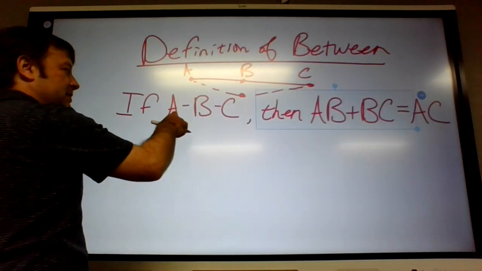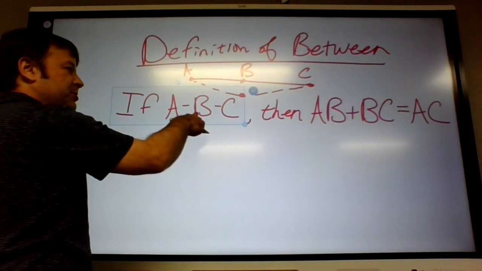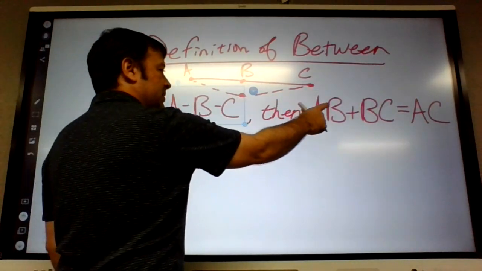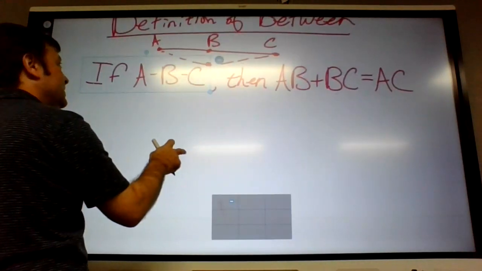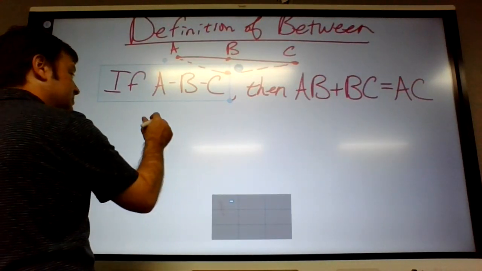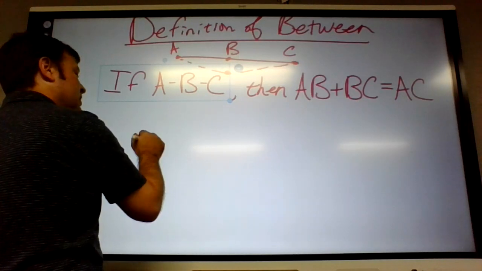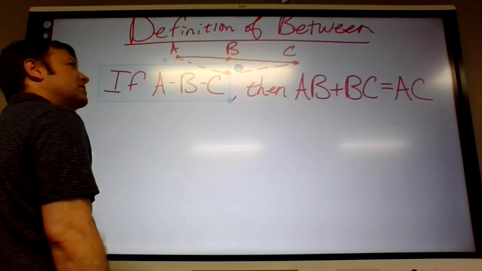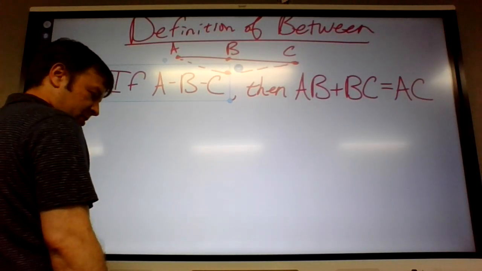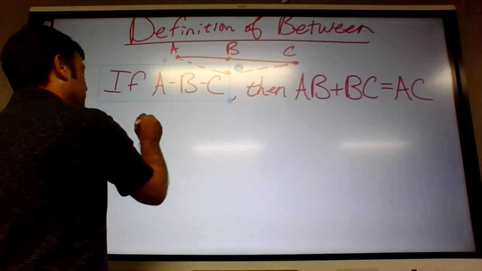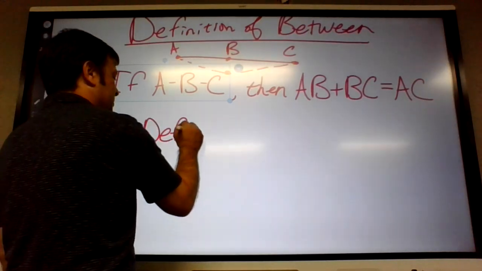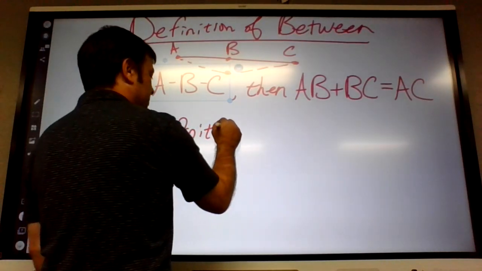Okay? This means if B is between A and C, AB plus BC equals AC. Say it a million times, but we got one more definition. What was it? I need to look it up. This is also from chapter 1. I think I mentioned it in chapter 1.